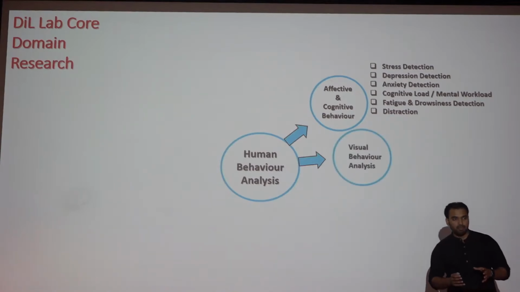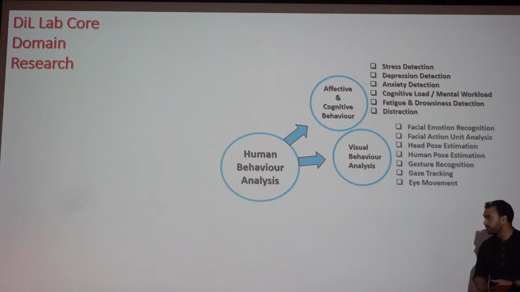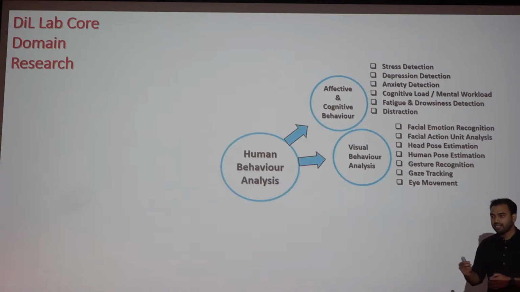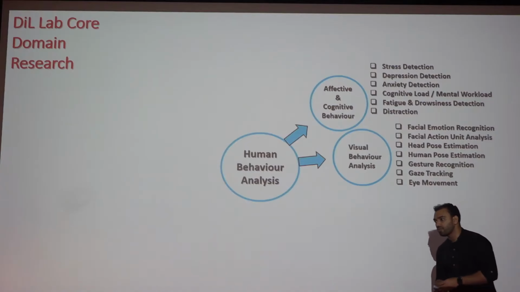The other one is visual behavior analysis. Here we mainly focus on human emotion from facial images. We consider facial emotion recognition and facial action units. What do we mean by facial action units? They are the muscles of your face. Based on that, we identify what type of emotions you carry.